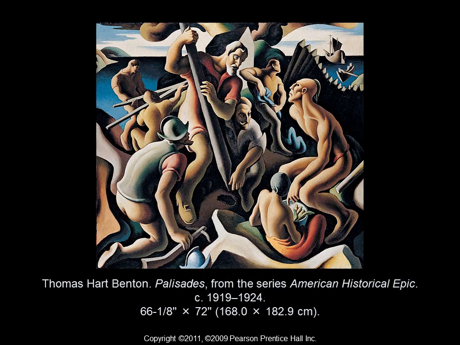American regionalism can take on many different styles. The one thing that binds all these different styles together from the different artists is the fact that they were portraying American subjects and American stories. This painting is titled Palisades from Thomas Hart Benton. It's from the series The American Historical Epic, which was made between 1919 and 1924.